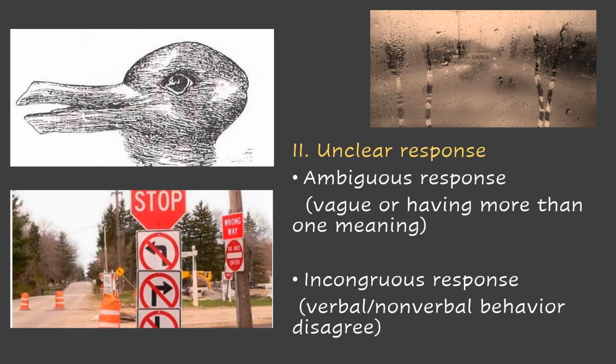The second kind of unclear response is what is called an incongruous response. I tried to find some kind of image that illustrates this, and let me know if you find it. This is when the verbal and the nonverbal behavior disagree. So a really good example would be, mom is cooking dinner and child comes in and says, hey mom, look at what I drew. And mom, without even turning around, says, that's nice, dear.